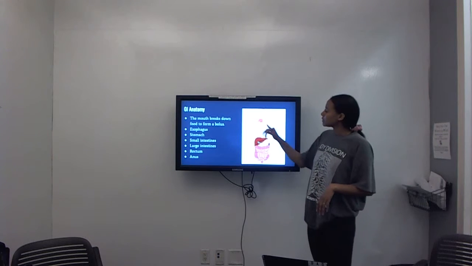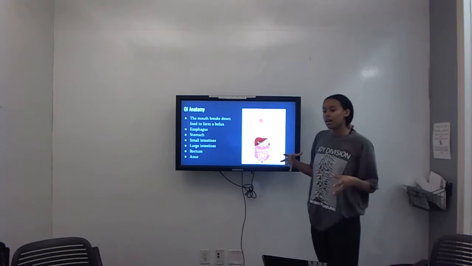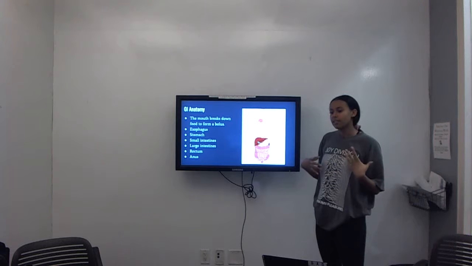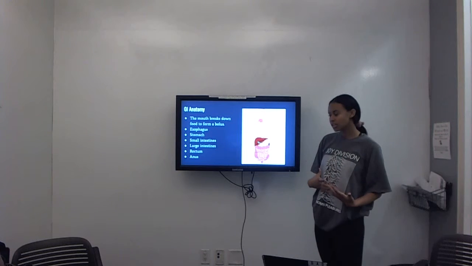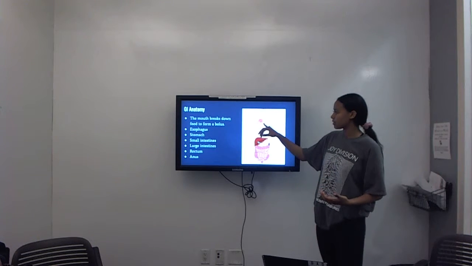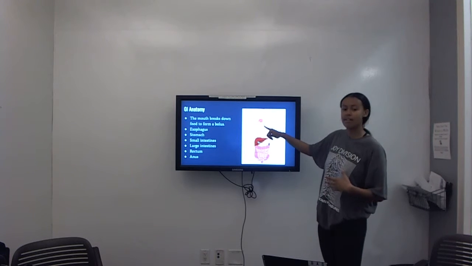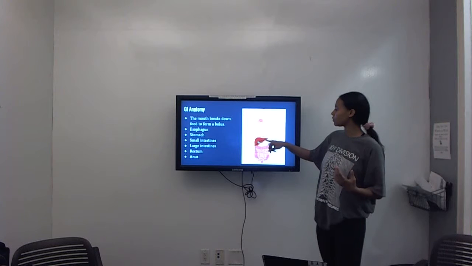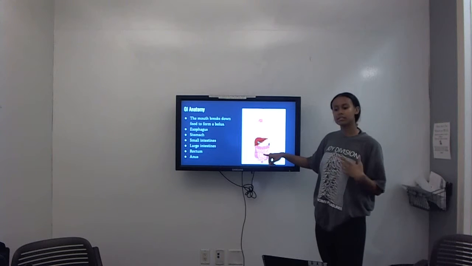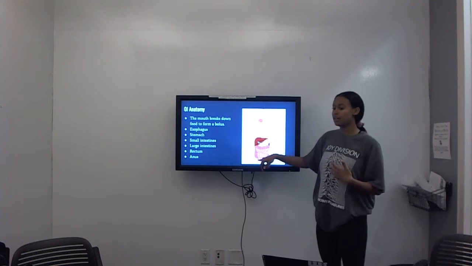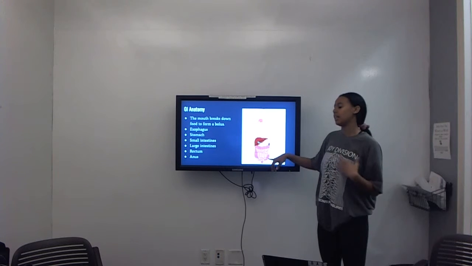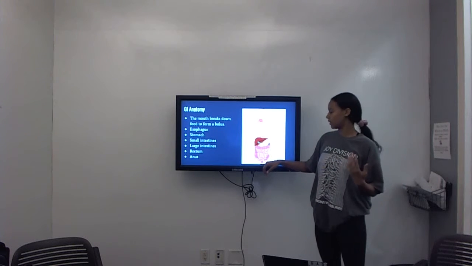The esophagus begins to start that peristalsis, those wave-like contractions. The bolus goes into the esophagus, travels all the way down to the stomach, goes into the small intestine, and then into the large intestine, and then later into the rectum and then the anus.